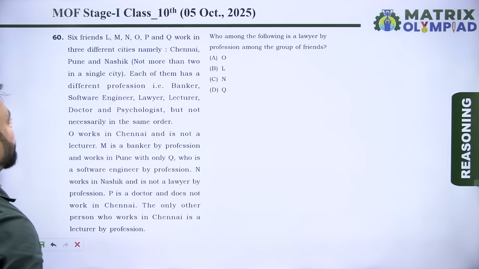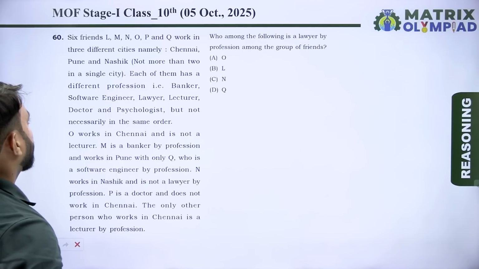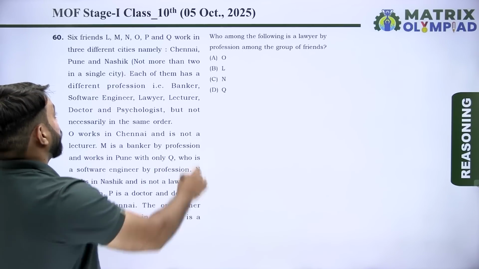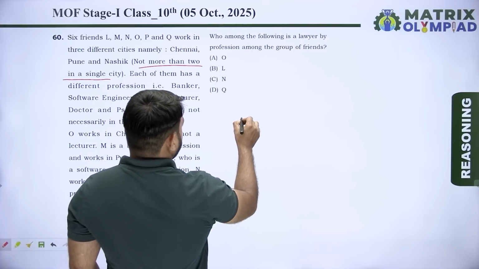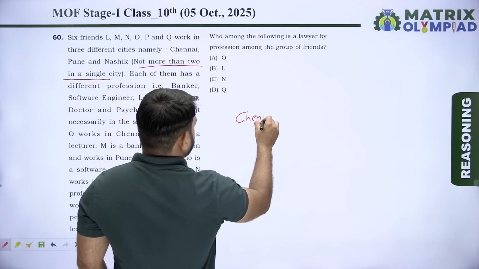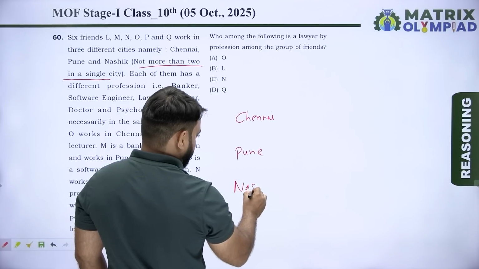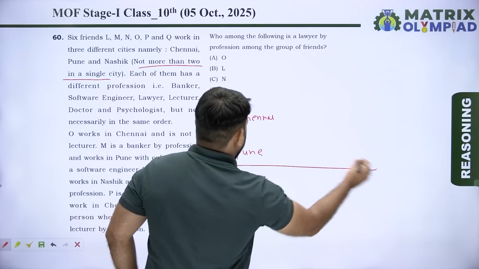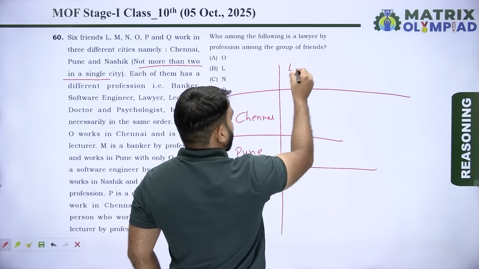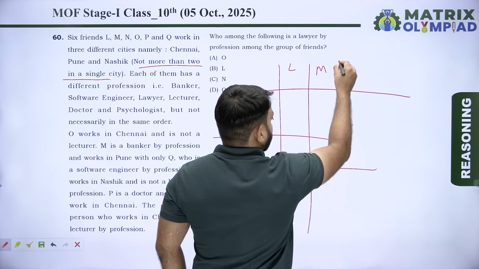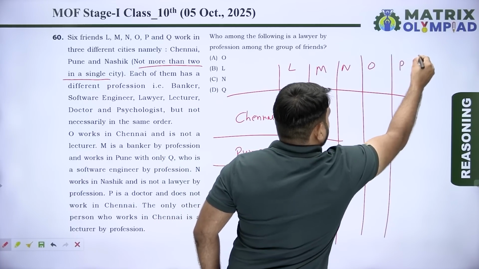6 friends L, M, N, O, P and Q work in 3 different cities, namely Chennai, Pune and Nasik, not more than 2 in a single city. So there are 3 cities, Chennai, Pune and Nasik. And there are 6 friends also: L, M, N, O, P and Q.